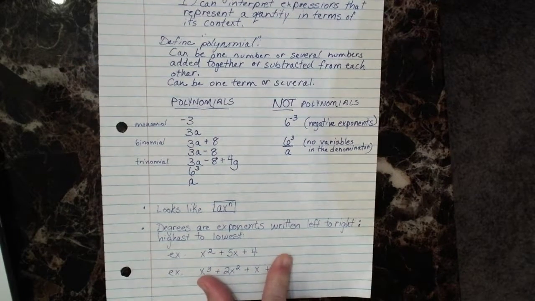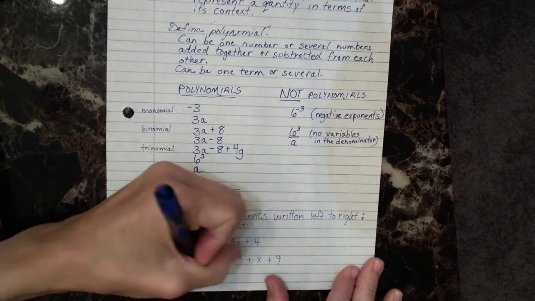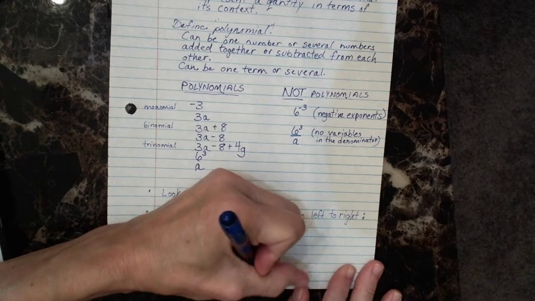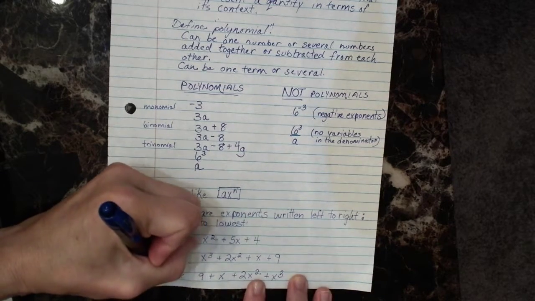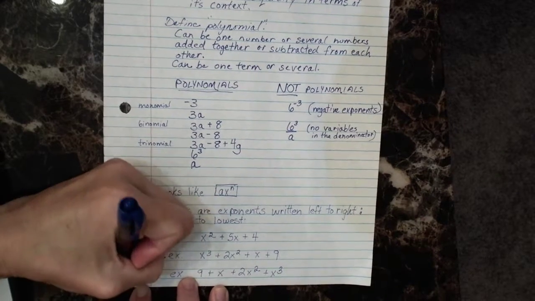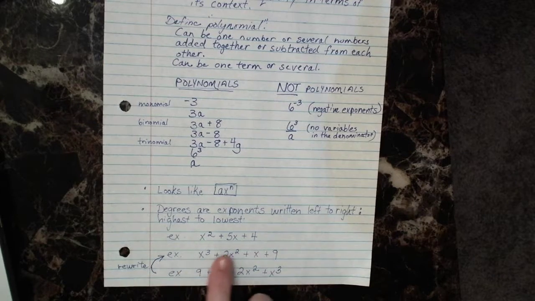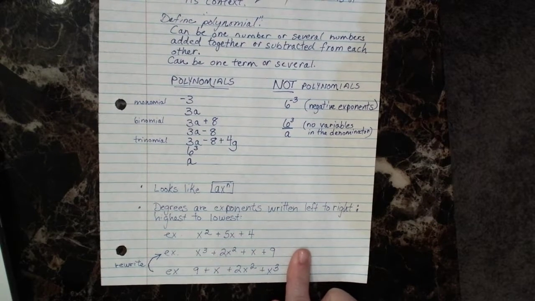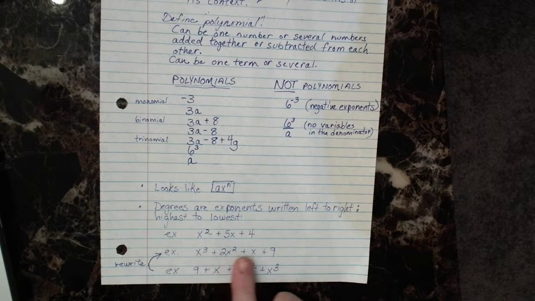So if you see a polynomial that is jumbled up, for example, 9 plus x plus 2x squared plus x cubed, they're basically telling you to rewrite it in this format, with the exponent with the highest degree starting from the left. And that's the end of this tutorial.